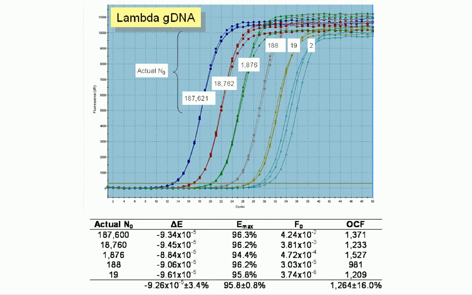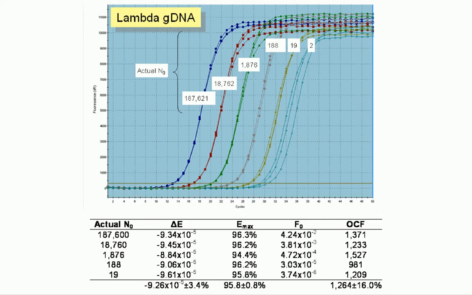As was discussed in the optical calibration overview, LRE analysis generates similar values for delta E and Emax across this large range of target quantities. In addition, the precision of LRE analysis can be further illustrated by converting each respective F0 value into an optical calibration factor, which here produced a variance of plus or minus 16%. This indicates that quantitative accuracy can be maintained down to at least 19 target molecules.